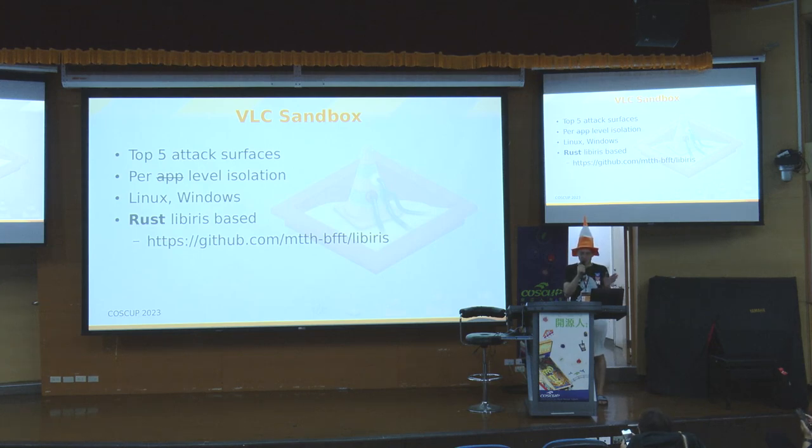So, a more secure VLC, but that's really slow now. Really, really slow. We are trying to improve it because mostly we are pipelining data between a lot of modules. So we are using a Rust library as a basis, which is available on GitHub. Right now, it's only available for Linux and Windows, but we are still experimenting and progressing on this.